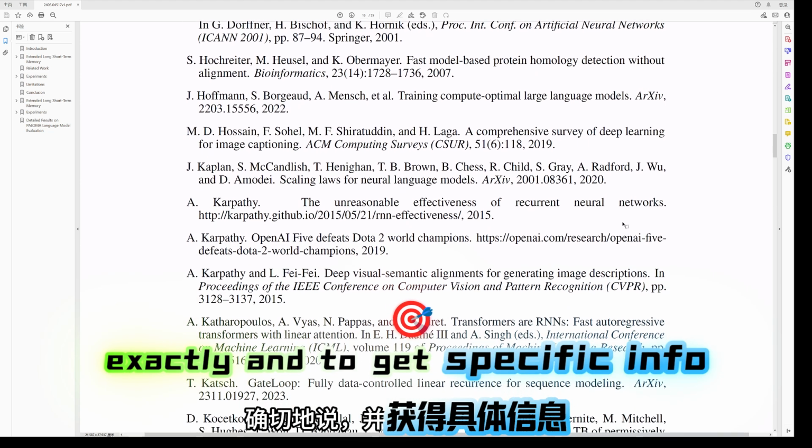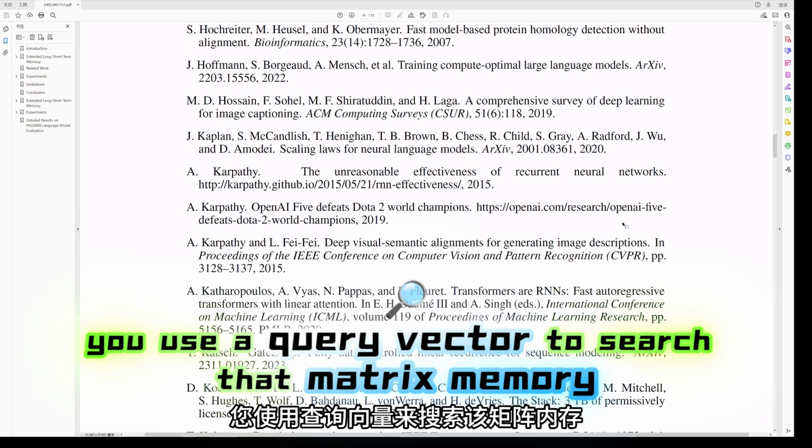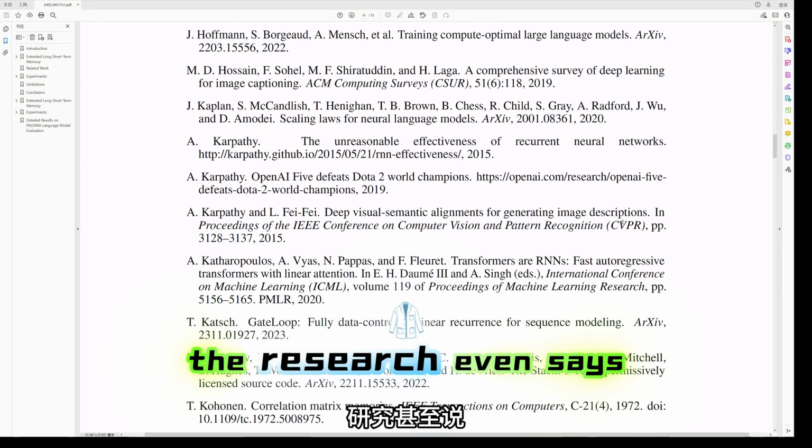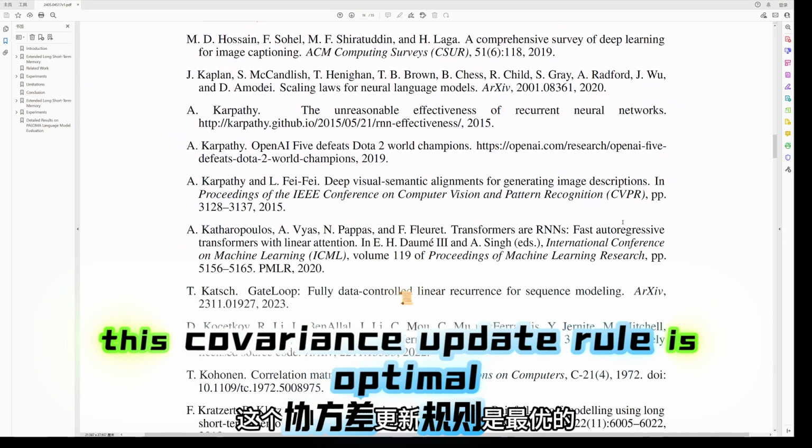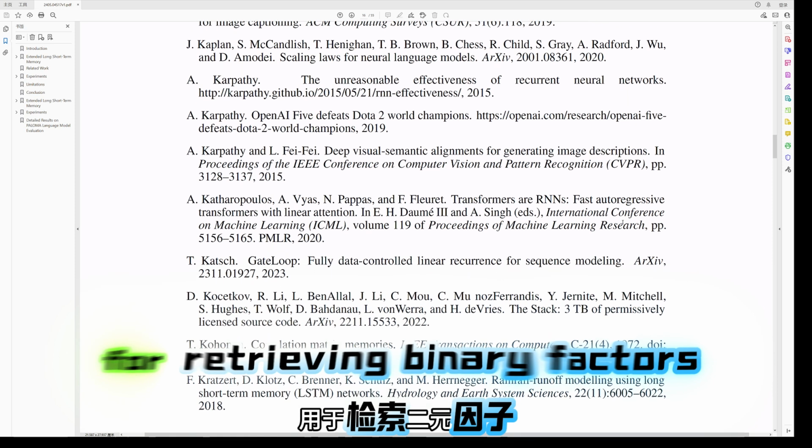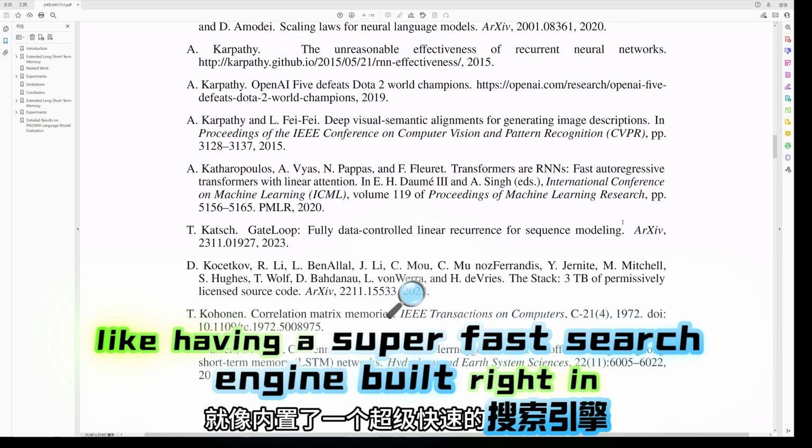Exactly. And to get specific info, you use a query vector to search that matrix memory. The research even says this covariance update rule is optimal for retrieving binary vectors. Super efficient. Like having a super fast search engine built right in.